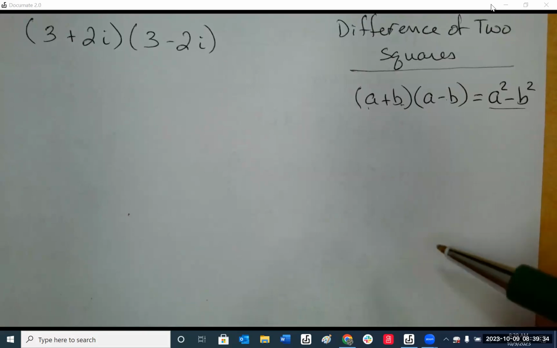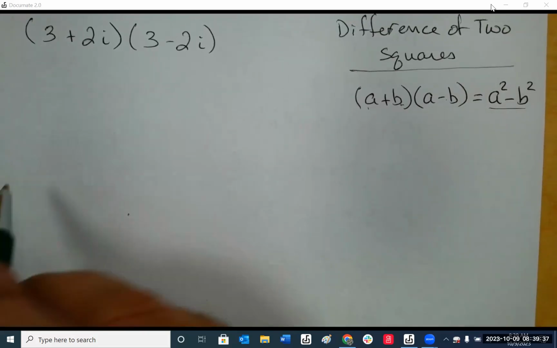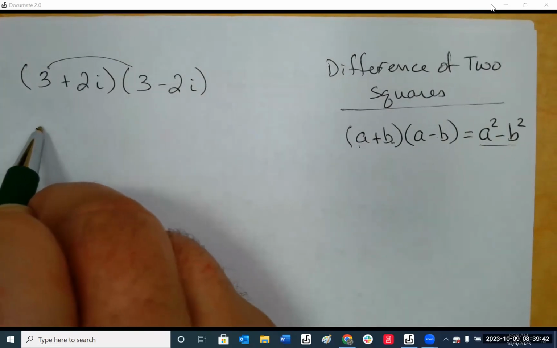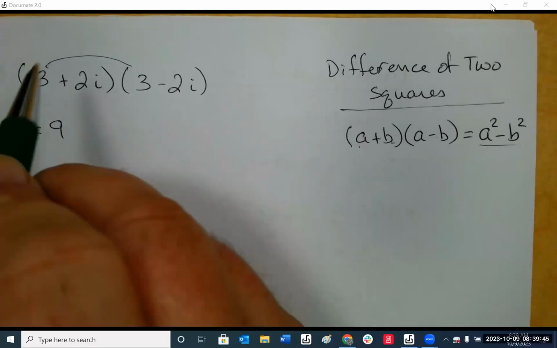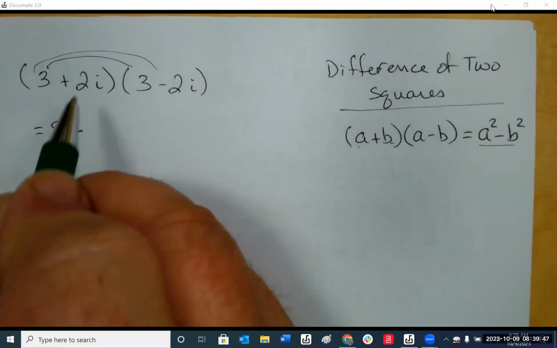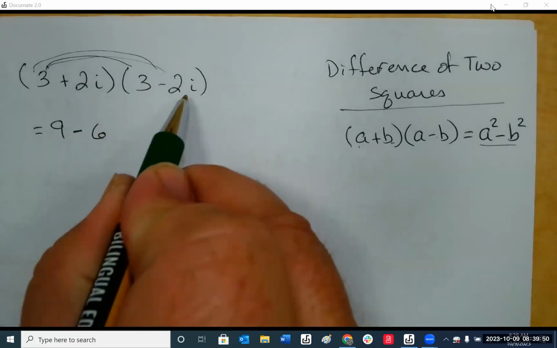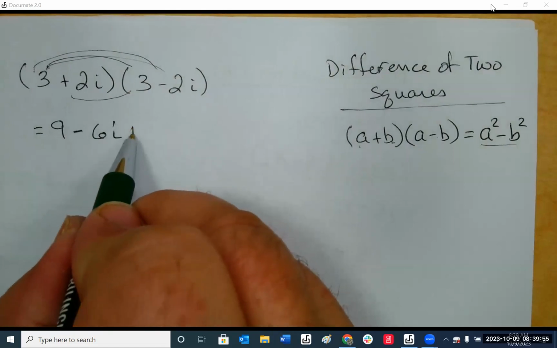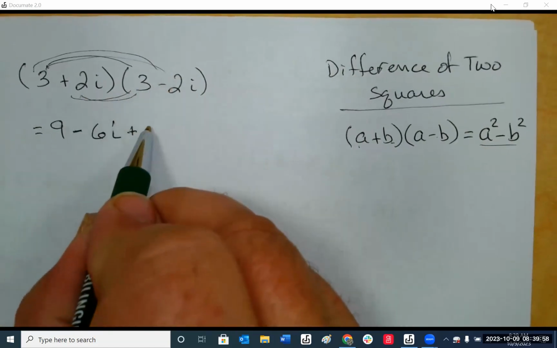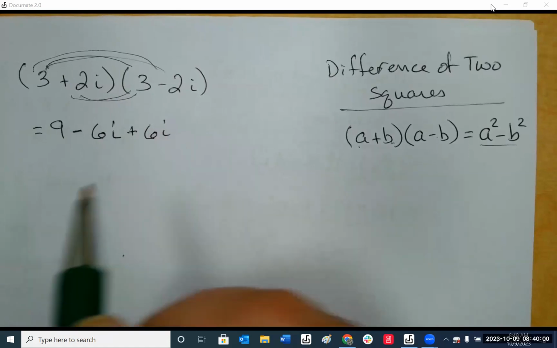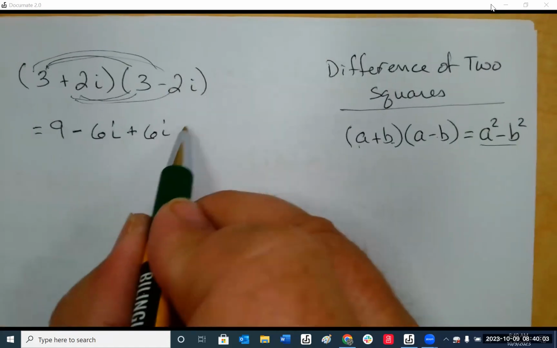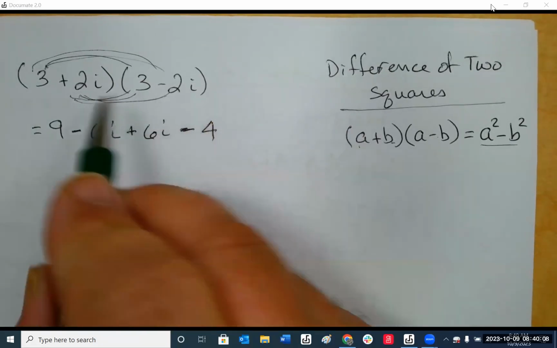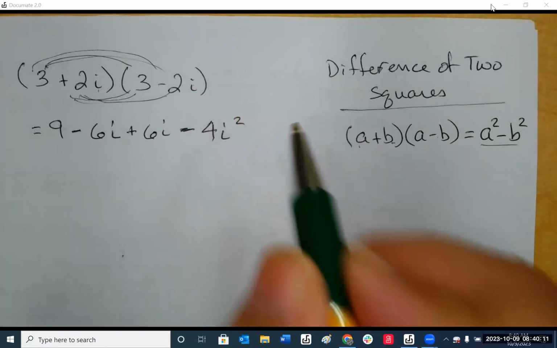You have the same numbers, but different signs. So the end result is going to be this. Let's prove it. So the first one, positive times positive is positive. 3 times 3 is 9. Positive times negative is negative. 3 times 2 is 6i. Positive times positive is positive. 2 times 3 is 6i. Positive times negative is negative. 2 times 2 is 4. i times i is i squared.